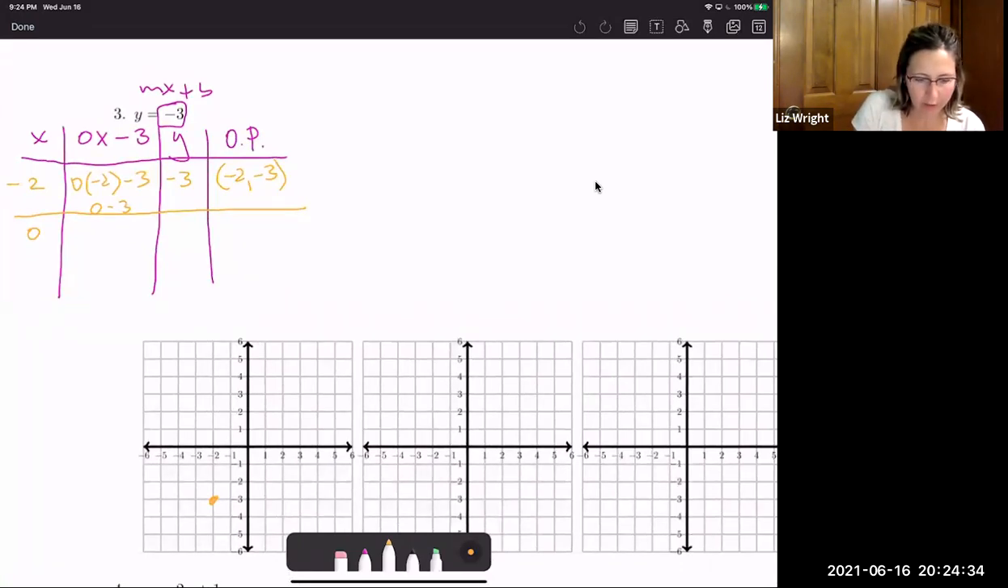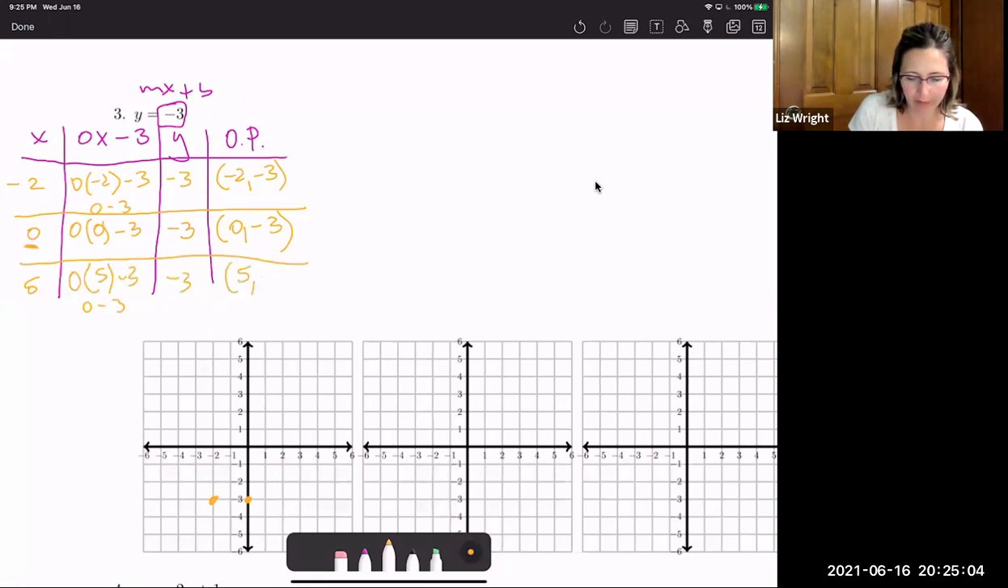Okay, so then we're going to do 0 times my 0 that's here, minus 3. So 0 times 0 minus 3 is going to give me -3. So then I'm going to graph the point 0, -3. And then, I don't know, let's try 5. Positive value, so we're going to have 0 times 5 minus 3. 0 times 5 is 0 minus 3, which is going to be -3. And then I'm going to graph the point 5, -3. And then you can draw in your line through those points.